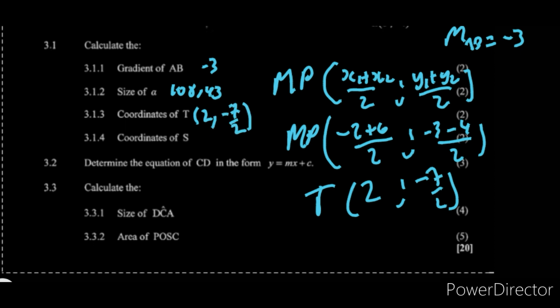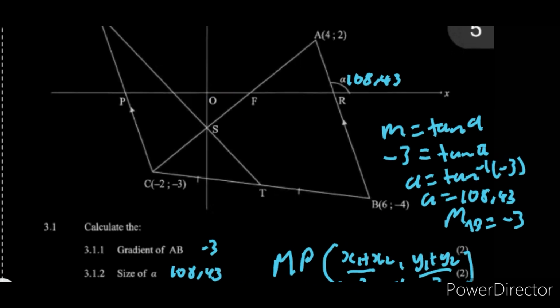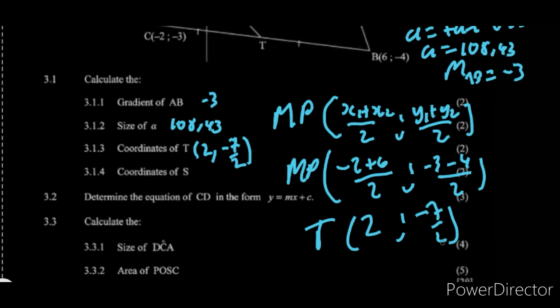Let's check if the position makes sense. Yep, it's on the positive x-axis, so 2 is correct. And then we have negative 7 over 2. If you check in the calculator, it's going to be negative 3.5.